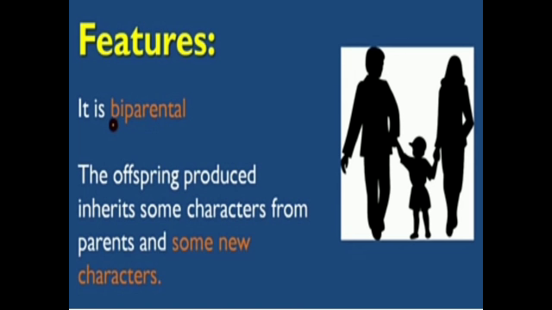Now let's study the features. It is biparental. Bi means two, that is two parents are involved, and the offspring produced inherits some characters from parents and some new characters. The individual that is produced consists of characters, some of its father, some of its mother, and some are a combination of both of them, that is some new characters.